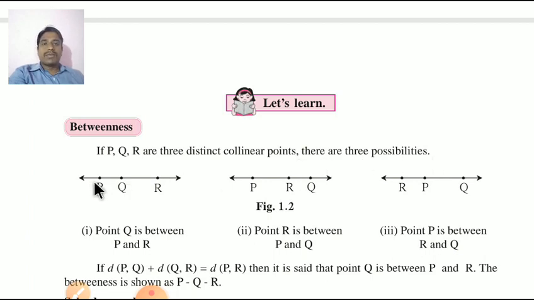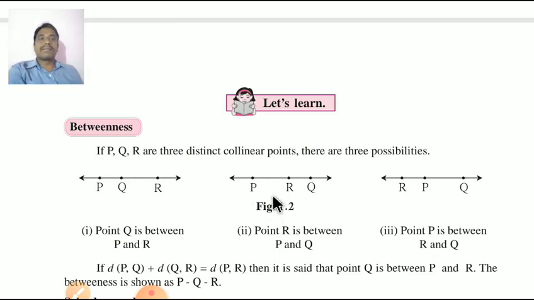First one, suppose the first point is P, the second point is Q, and the third point is R. That means P and R are the end points and Q is between P and R. Hence we say that point Q is between P and R. This is known as betweenness.